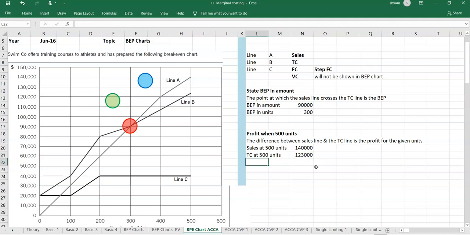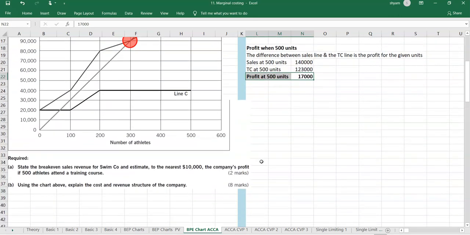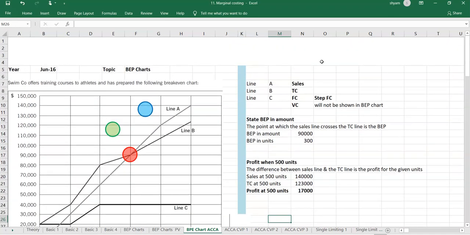Okay, 1,23,000. So the profit should be 17,000. Right? So we got that also. We got the second part of the answer. So the last one is, using the chart above, explain the cost and the revenue structure of the company. So how are the cost and revenue of the company moving? Okay, so that's what he's asking. So we'll take again the three elements and we'll see how they are performing.